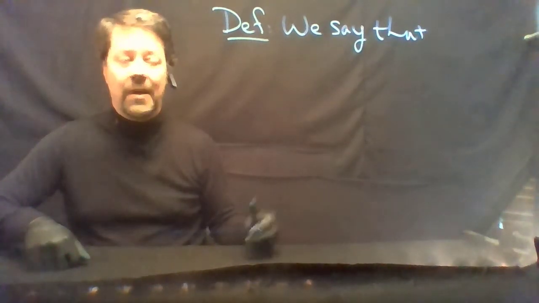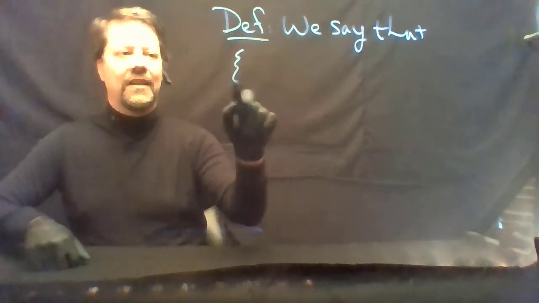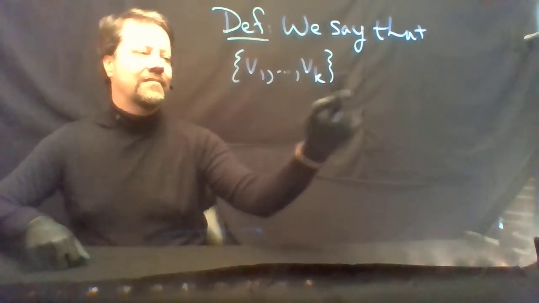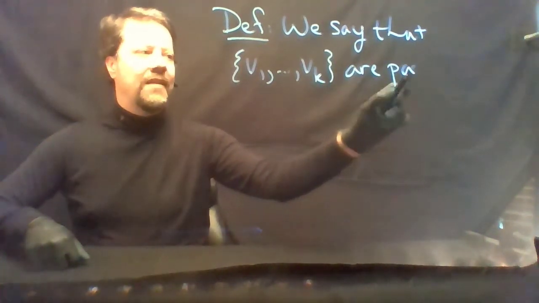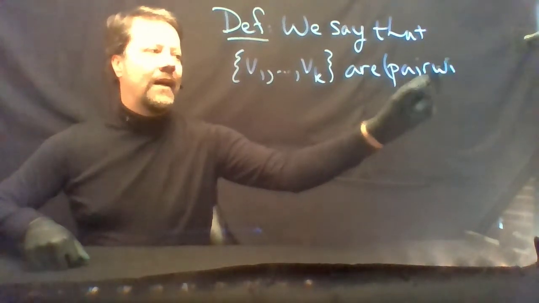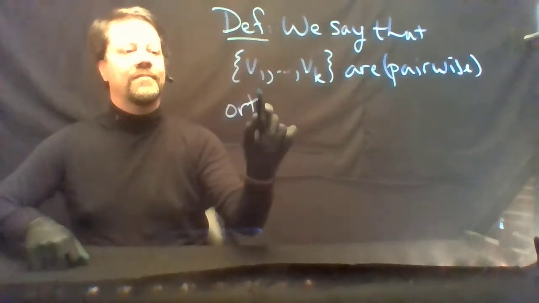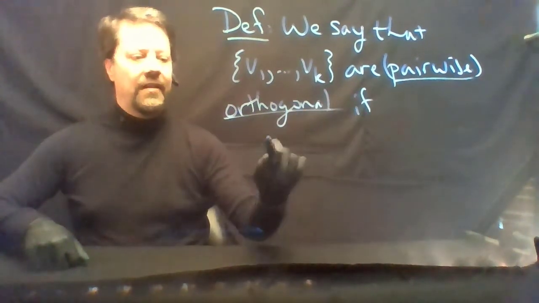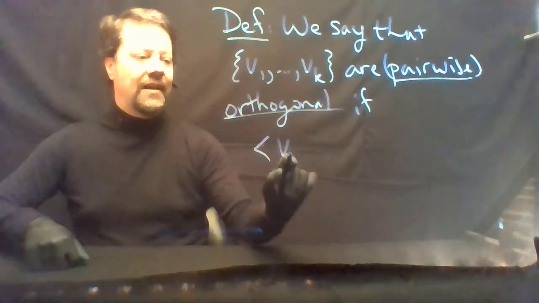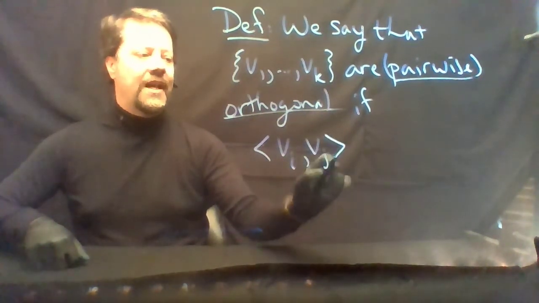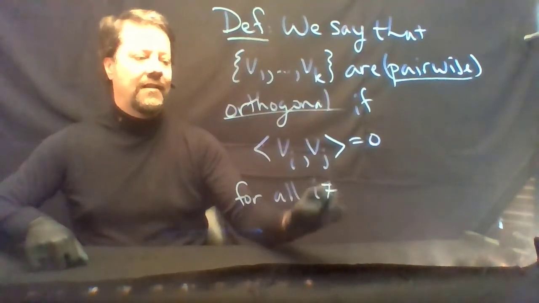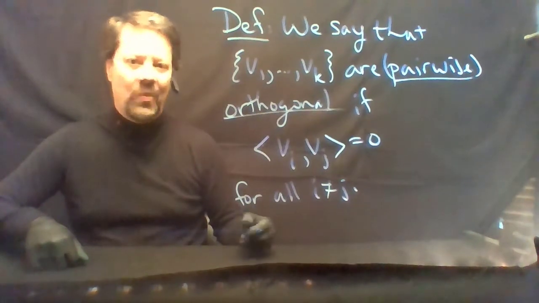You know what it means for two vectors to be orthogonal. Their inner product is 0. What does it mean for a collection of vectors to be orthogonal? We'll say pairwise orthogonal if the inner product of vi and vj is 0 for all i not equal to j between 1 and k.